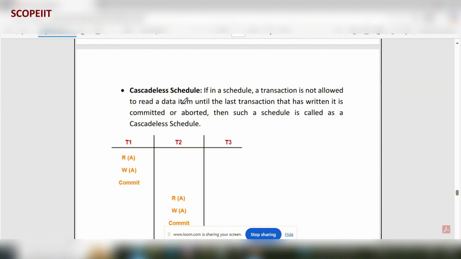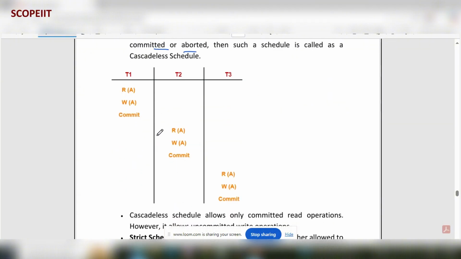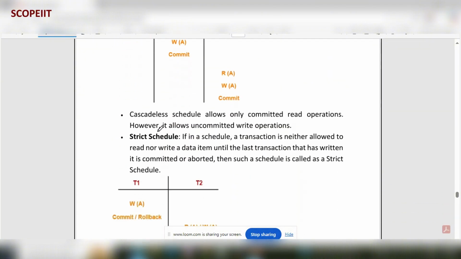Still I'll read the definition. If in a schedule, a transaction is not allowed to read the data item until the last transaction has committed or aborted. So in cascadeless, the other transaction cannot read the data until your last transaction has committed or aborted. So this is the example of a cascadeless schedule. One more thing, a cascadeless schedule allows only committed read operations. However, it allows uncommitted write operations. So uncommitted write operation is allowed in this.